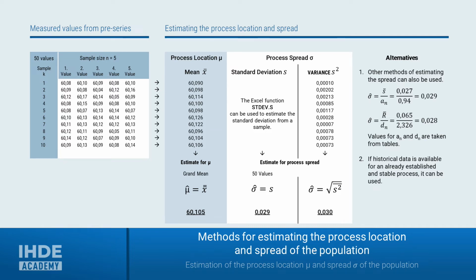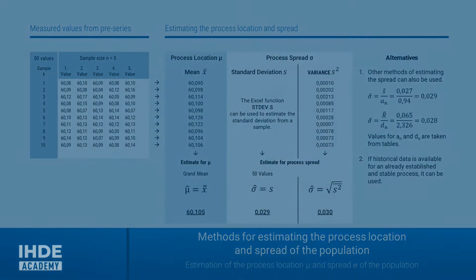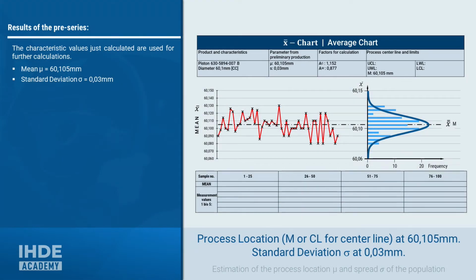If you don't have a computer to help you, you can also calculate the standard deviation manually using the range R and the value dn. Values for dn or an would then have to be taken from tables again. And with that, we have everything we need to calculate the warning and control limits. The mean, mu, is 60.105 mm and the standard deviation is 0.03 mm. Both values were transferred to the header of the control chart.